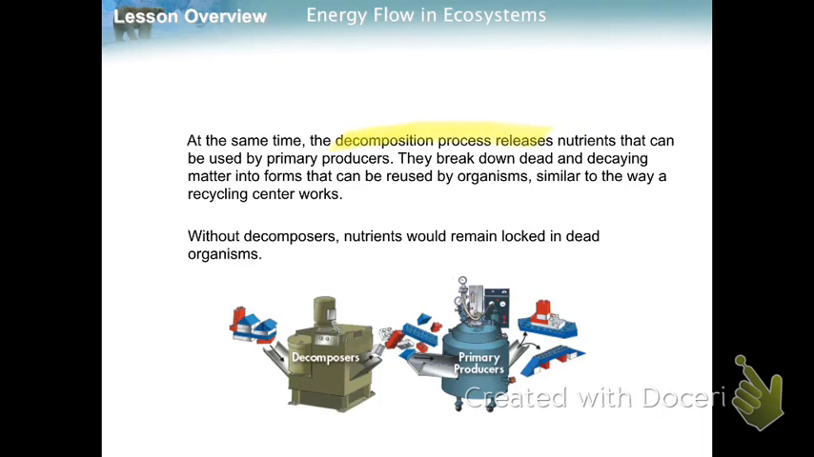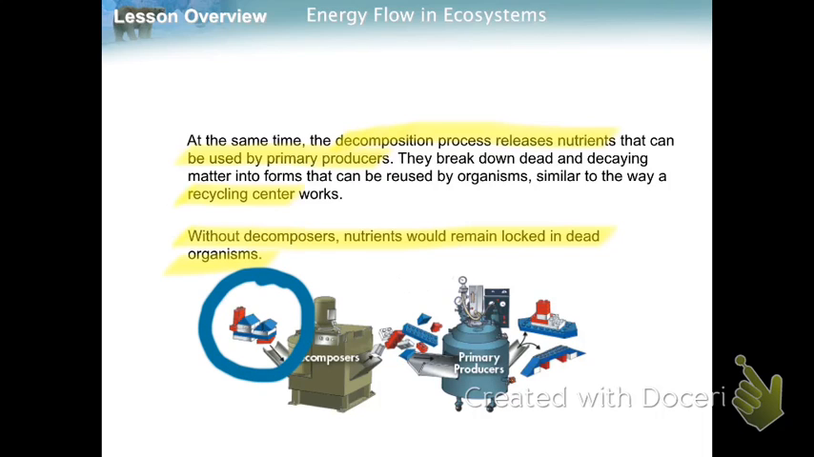So the decomposition process releases nutrients that can be used by primary producers. They break down dead and decaying matter into forms that can be reused, kind of like a recycling center. Without decomposers, nutrients would remain locked in dead organisms. There's an example down here of Legos. So we have a Lego house here, gets broken down by the decomposers, then the primary producers can use the Legos to build different things.